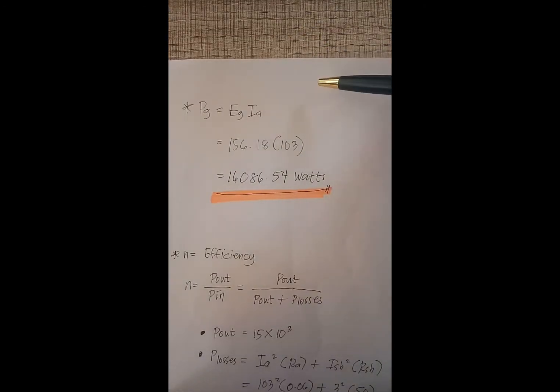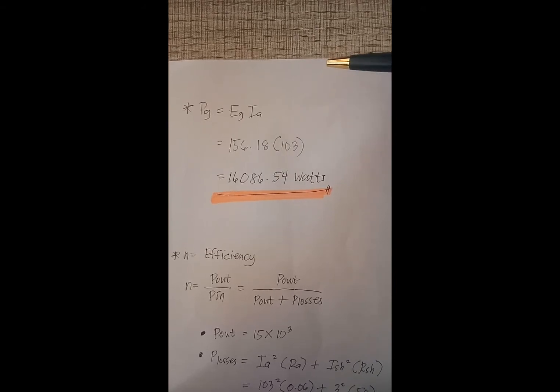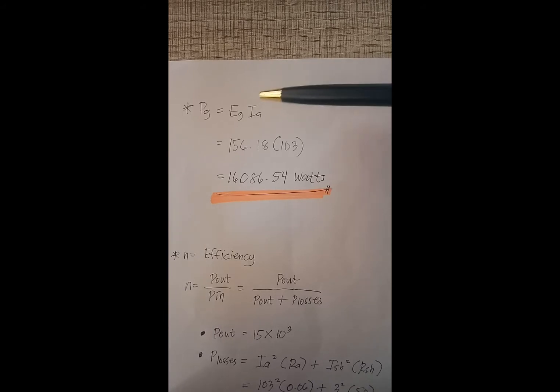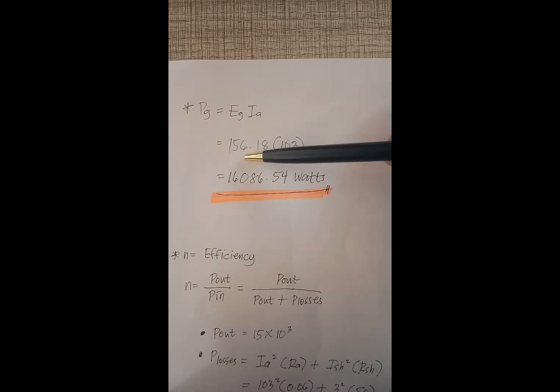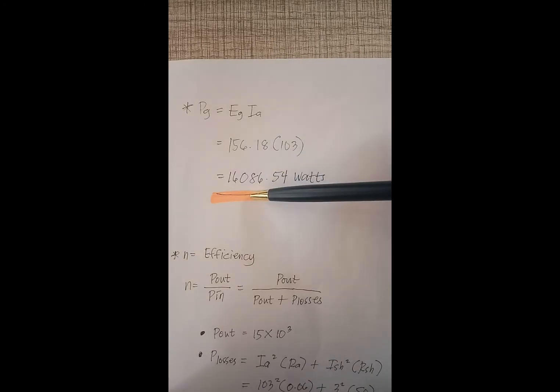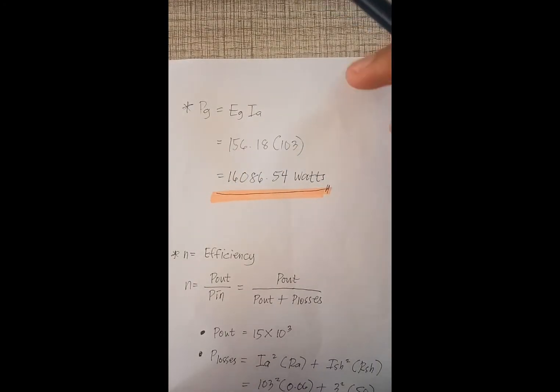Now that we have already solved for the value of the generated EMF, we can now solve for the value of the power generated in the armature. With the given formula of generated EMF times the armature current, substitute 156.18 volts times 103 amperes, so we can get 16,086.54 watts. This is our power generated in the armature.